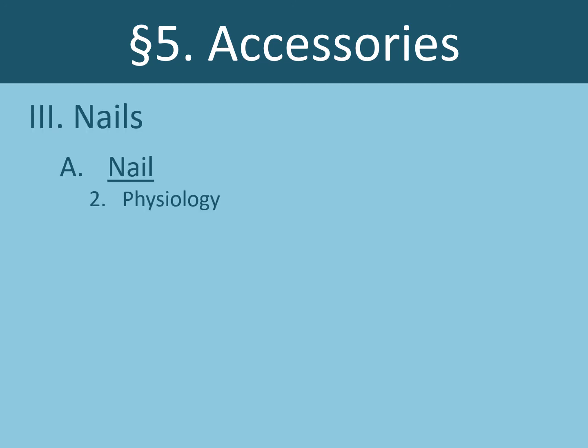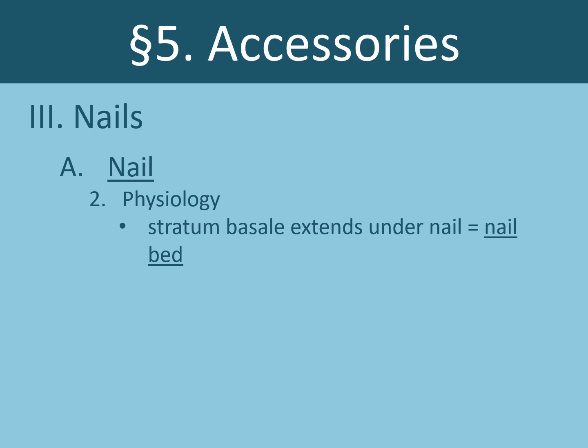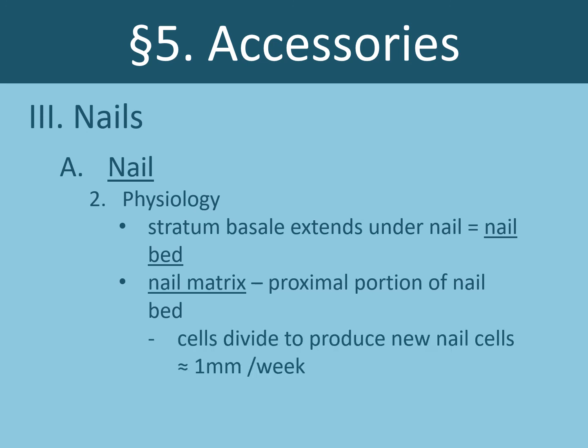Now let's discuss the physiology of our nails. The stratum basale extends under the nail, and this is called the nail bed. The proximal portion of the nail bed is known as the nail matrix. This is the region with rapidly dividing cells. These cells produce new nail cells. Our nails grow roughly about 1 millimeter per week. Fun fact, the longer the digit, the faster the nails grow. You might have noticed this in that our toenails grow much slower than our fingernails.